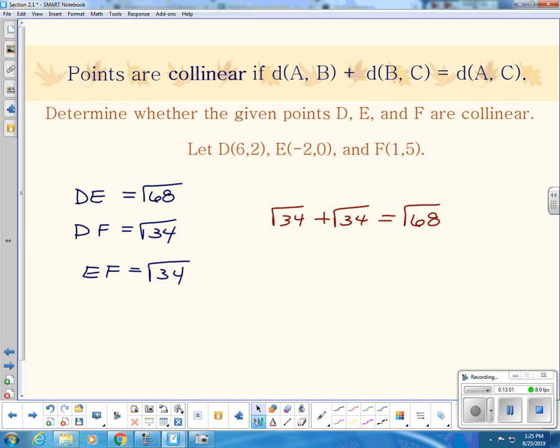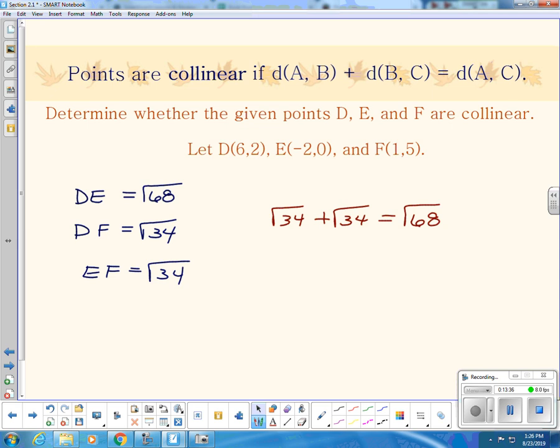Yes? Or no? What do you guys think? Let's take a vote. Yes? No? I don't know. Not sure. Okay, let's look at it. What's the square root of 34? Let's estimate. The square root of 34 is 5 point something. So the left side equals 10 point something. What's the square root of 68? 8 point something. Okay? Very common mistake.